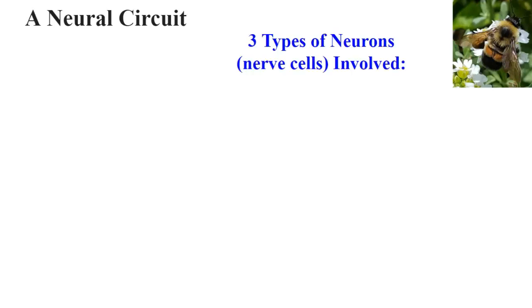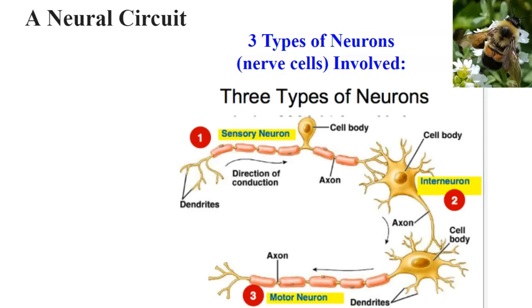So let's look at a neural circuit. There are 3 different types of nerve cells or neurons that are involved in what's called a neural circuit. So here is one type of neuron, and this would be one that would be tied to a receptor. So a receptor like an ear would be here next to number 1, and then take in sound information through the sensory neuron into the central nervous system.